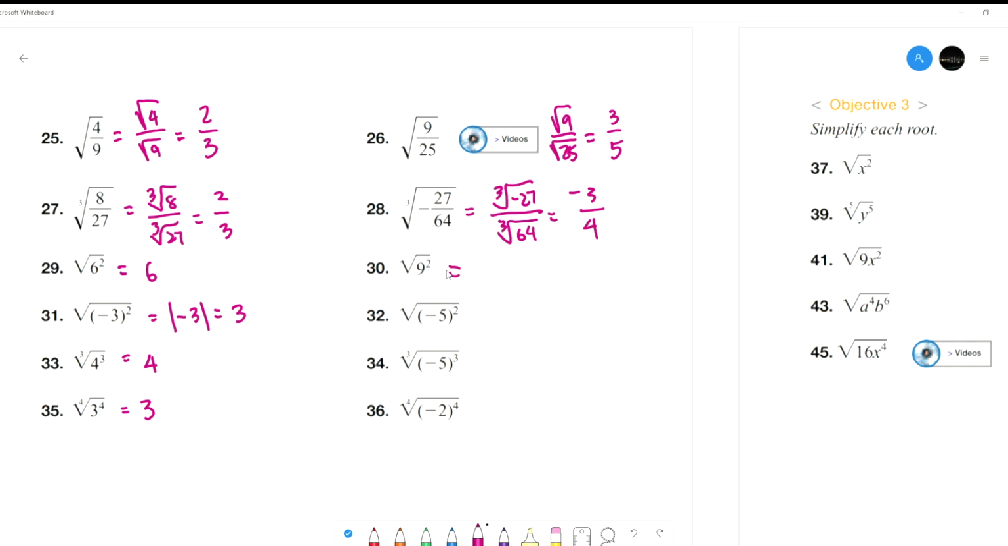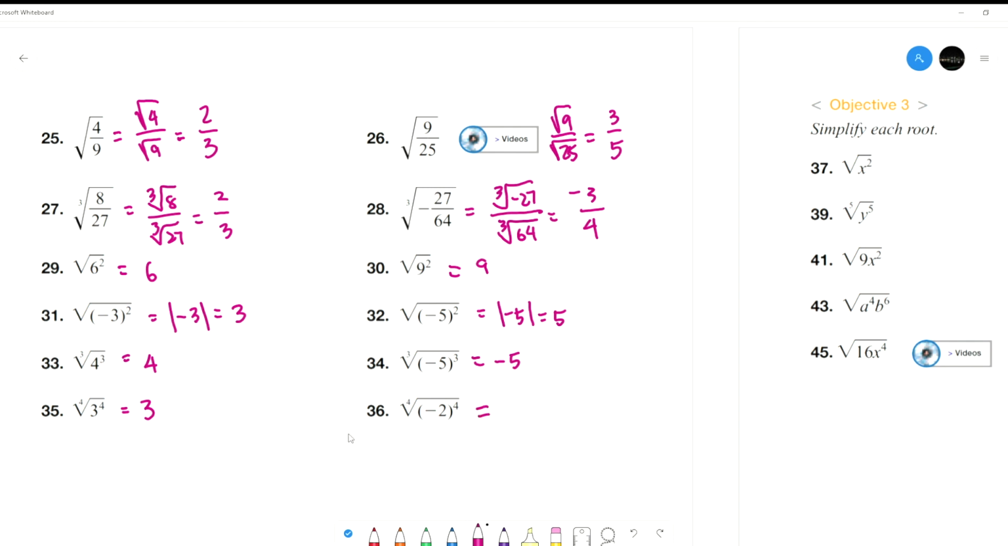Number 30 is the square root of 9 squared is just 9. But for 32, it should be absolute value of negative 5, which is positive 5, right? Do we need an absolute value sign for 34? It's a cube root, so we don't, right? We can just write this as negative 5. If you're not sure, if you forget the rule, you can just do negative 5 to the third power, and still get the correct answer.